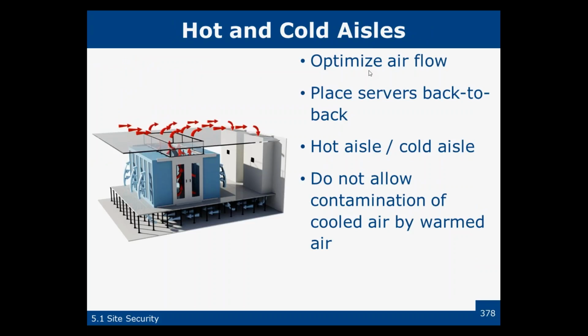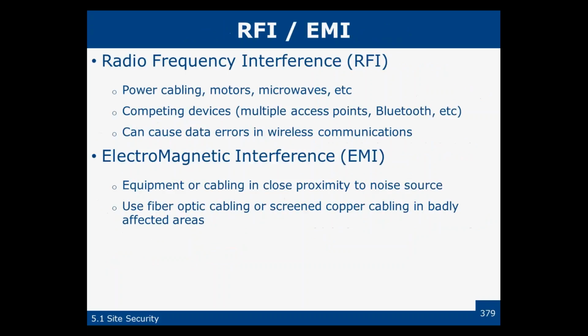The hot and cold aisles, what we're going to do is optimize airflow here. What we have are cold aisles, which are going to be the front of the machines, and the hot aisles, which are going to be the back of the machines. What you don't want is the hot air from one machine blowing into the intake of the other machine, because what we want to do is have air go across through the case, drawn in the front and out the back, in order to cool the system. Don't allow contamination of the cooled air with the warm air. So we want the hot aisle, cold aisle arrangement for these things.